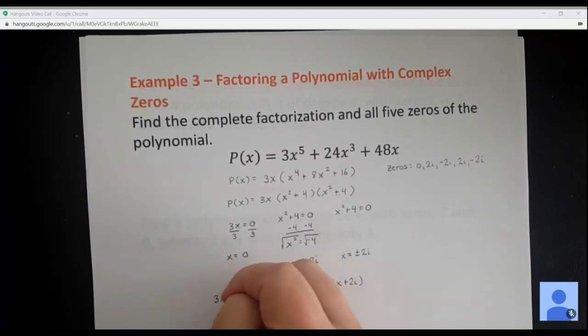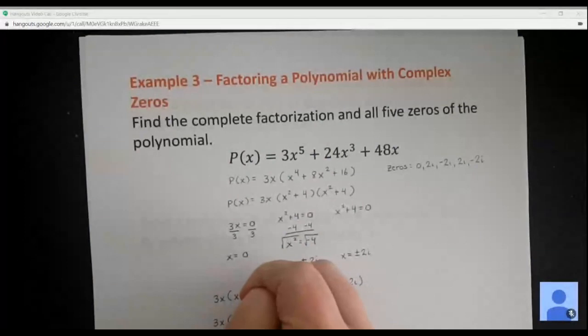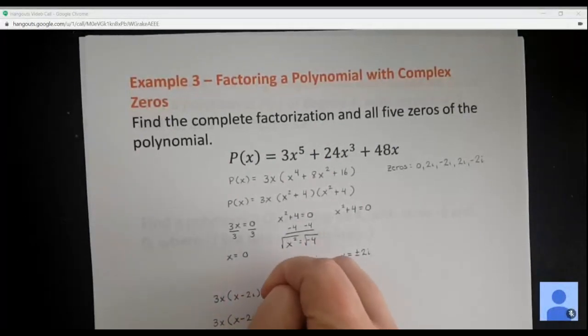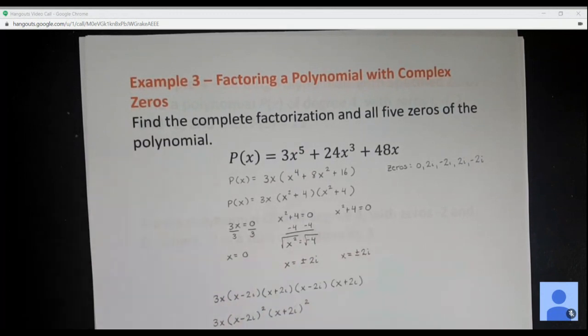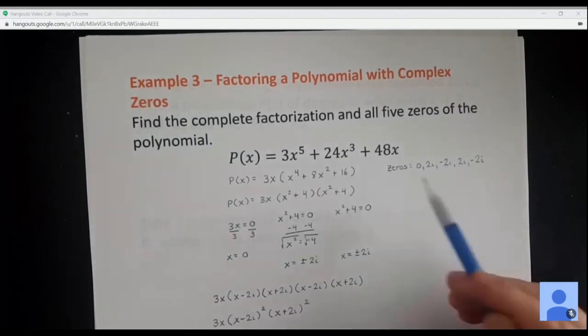Good. So I could just say this is x minus 2i squared, and then x plus 2i squared. And so this down here now would be our complete factorization for this one, and then our list of zeros, all 5 of them are over here.